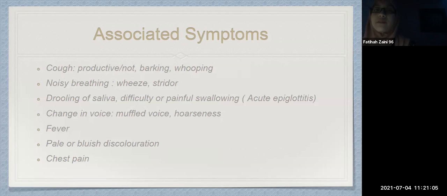And then whether there's change in voice, such as muffled voice, or maybe the child is reluctant to speak, and this basically happens in acute epiglottitis, and then hoarseness of voice due to inflammation of the vocal cord, in which the patient will present with a high-pitched voice. And then whether there's fever, and then pale or bluish discoloration of the child, which is suggestive of having severe anemia or congenital heart disease. And then chest pain.